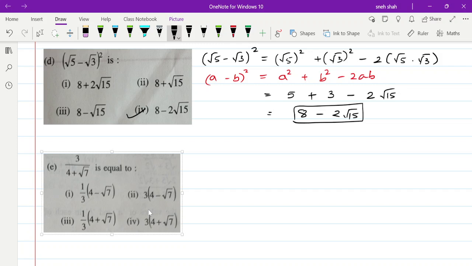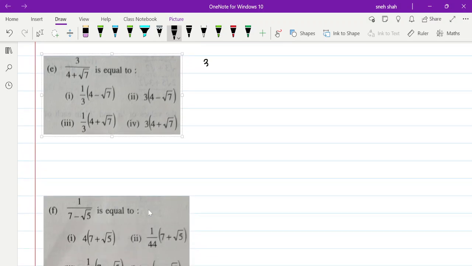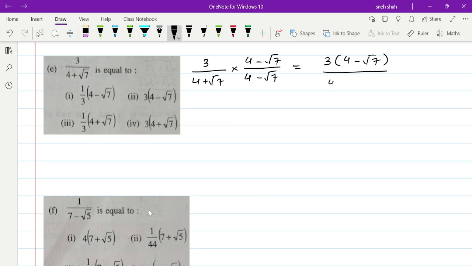In the next MCQ, we are given the value of 3 upon 4 plus root 7. Now to simplify this value into its lowest form, we must rationalize the given number by its rationalizing factor. So we'll multiply both numerator and denominator with 4 minus root 7. On multiplying the numerator, we'll get 3 times (4 minus root 7) divided by, in the denominator, we are getting the identity of (a plus b) into (a minus b).